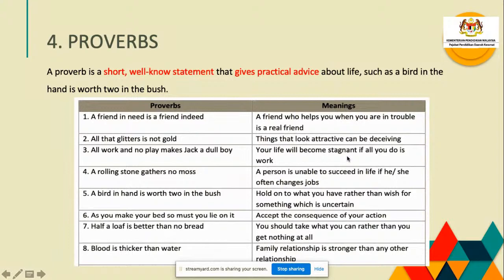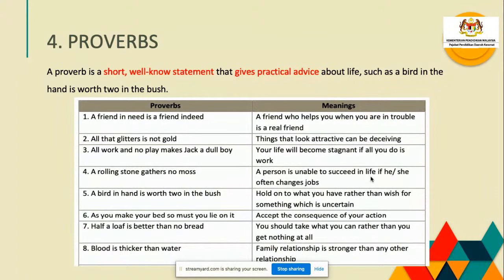Macam tu. Okay. A rolling stone gathers no moss. A person is unable to succeed in life if he or she often changes job. Okay. A rolling stone gathers no moss. Kalau kita tengok batu tu berguling kan, ada tak dia dapat lekat apa-apa sebab dia laju? Tak ada kan? So, sama juga kat sini. A person is unable to succeed in life. Seseorang tu tak akan berjaya dalam hidup kalau dia asyik tukar kerja. Kerja 2 tahun dengan syarikat ni, bosan, ada masalah di sini, tukar kerja. So, lama-kelamaan, setiap kali dia pergi ke company baru, dia akan mula balik daripada bawah. So, lambatlah naik pangkat. Itu maksud dia.